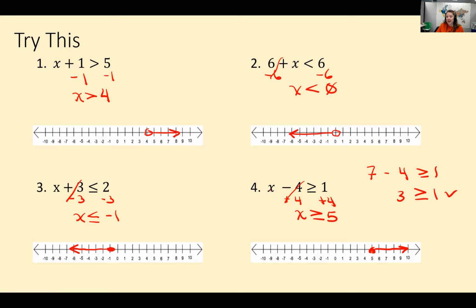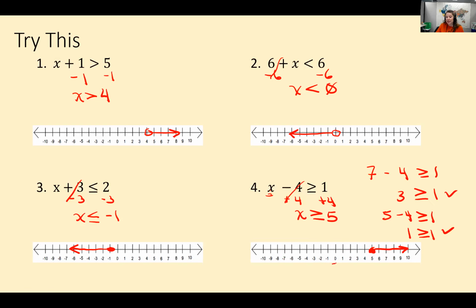So let me say x this time is 5. Well, 5 minus 4 is greater than or equal to 1. 5 minus 4 is 1. Is 1 greater than or equal to 1? Yes, it is. If I try a number outside of my solution set, my answer will be false.